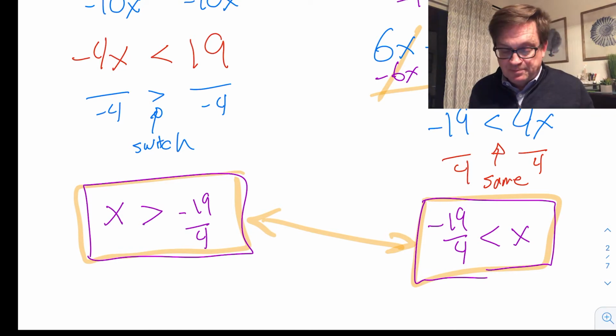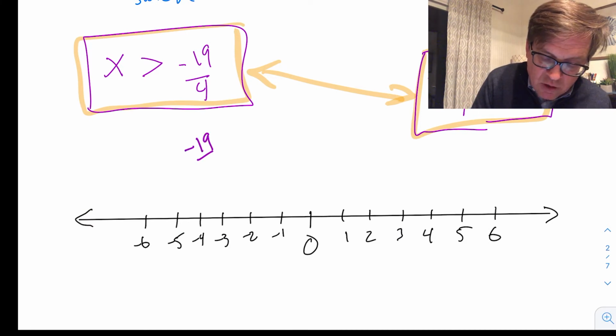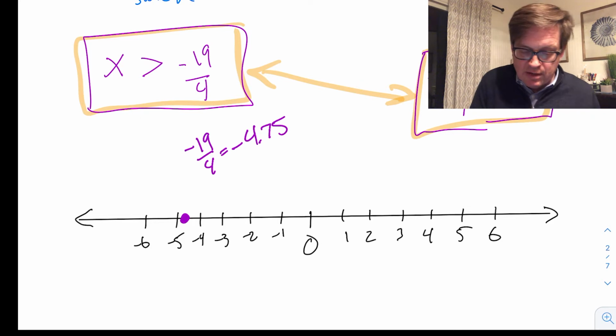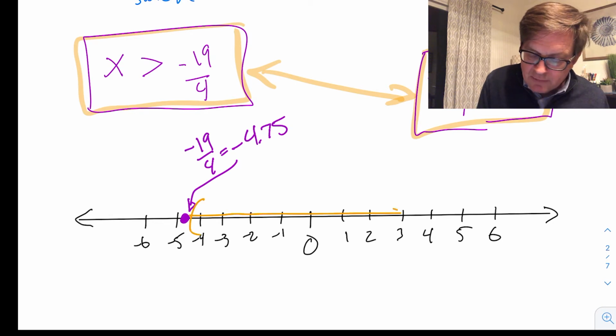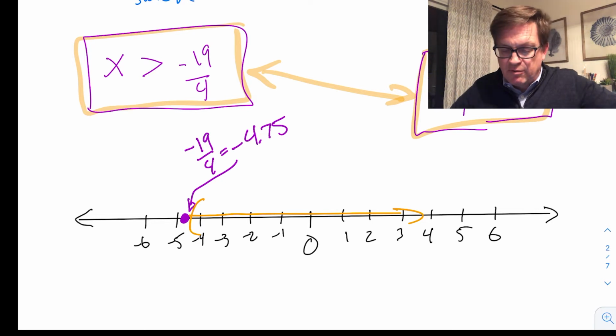And when you graph that, -19/4 turns out to be -4.75. And so the key point on your number line is right here at -4.75. And the interval we're looking for is then all x is bigger than that. So you have a parenthesis, all numbers up to really, really close to -4.75, but not equal to -4.75, and anything to the right, anything more to the positive side from that.